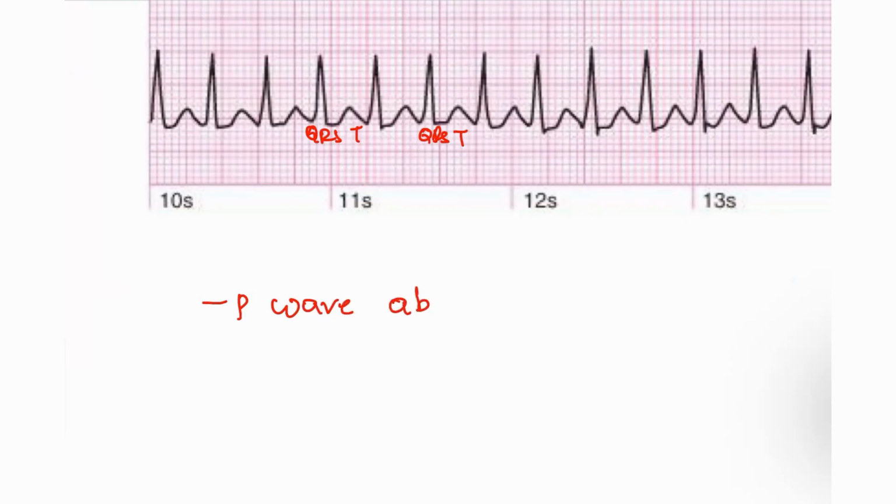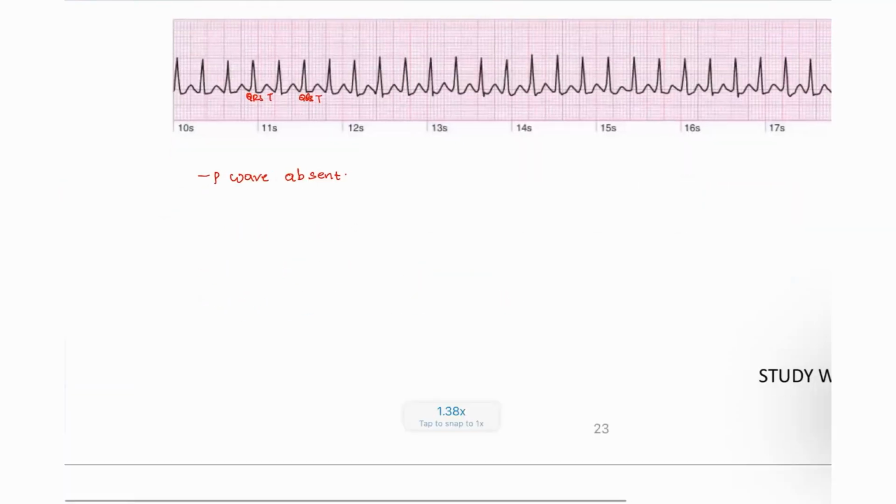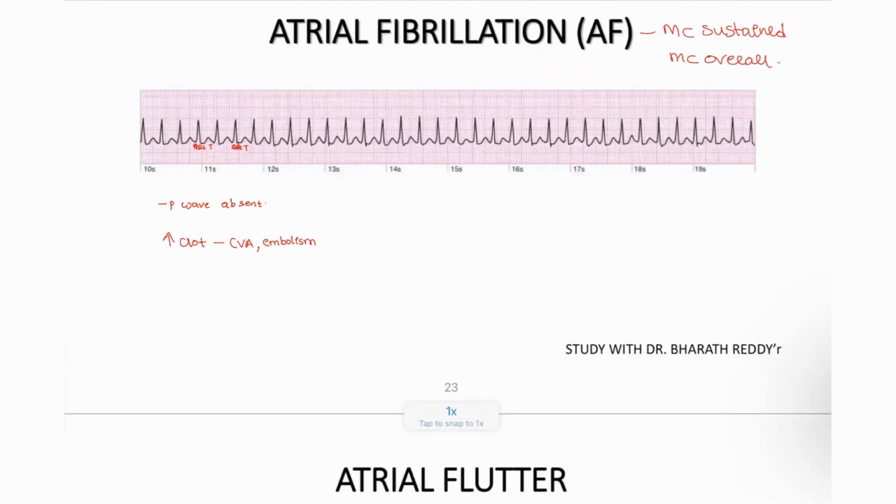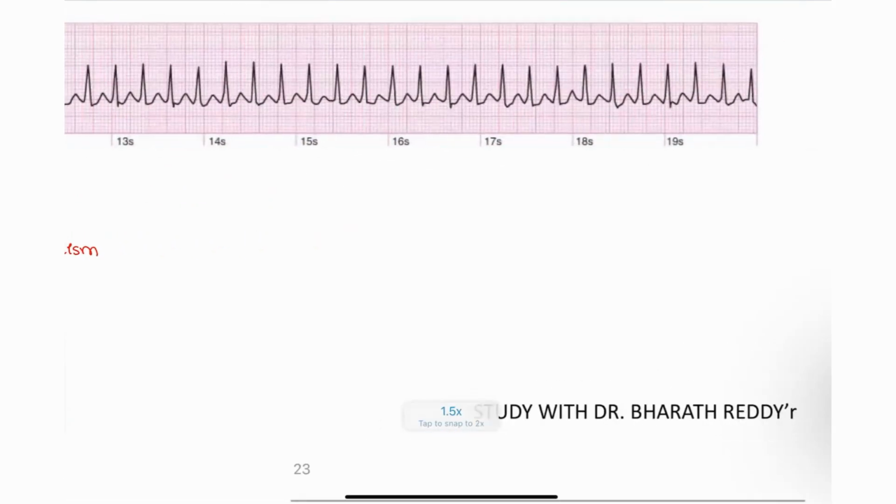The P wave is absent, right? So atrial fibrillation is associated with the risk of clot formation, and if the clot circulates, it can cause a cerebrovascular accident or an embolism. To prevent that, we have to treat this arrhythmia accordingly. How are we going to proceed? First of all, you have to check whether the patient is stable or unstable. Based on this, we are going to treat.